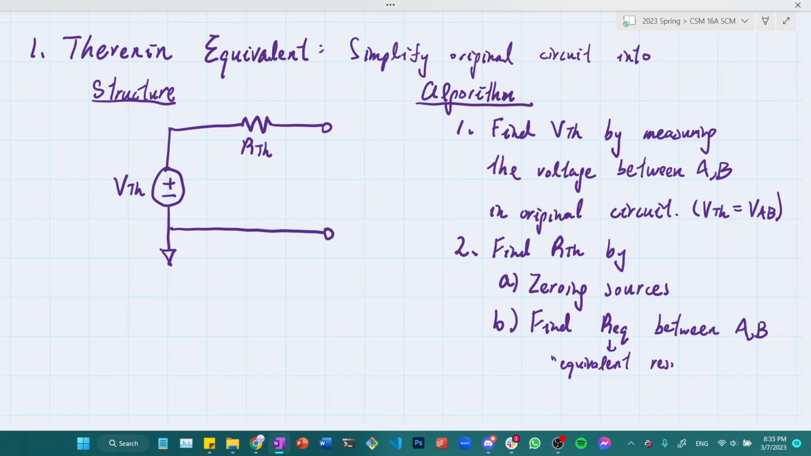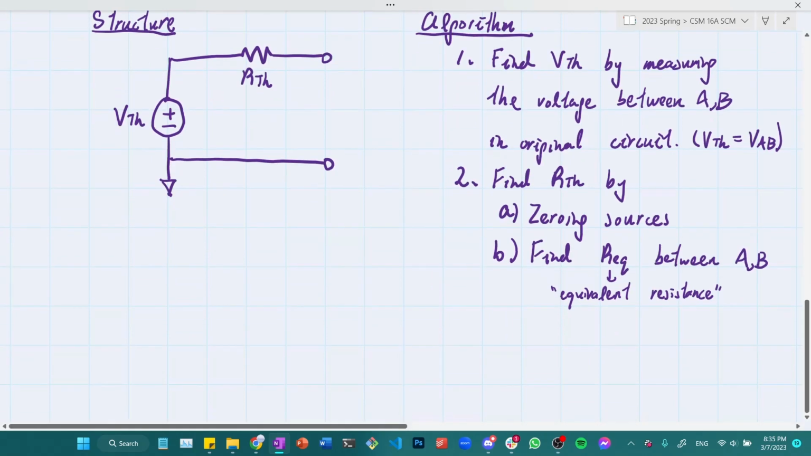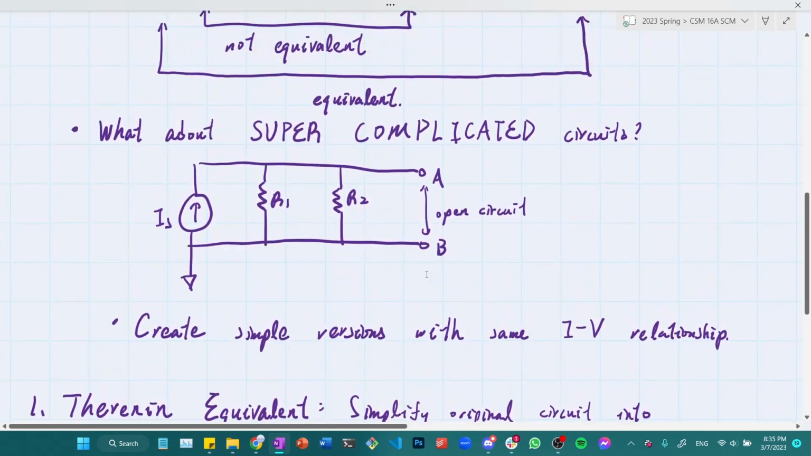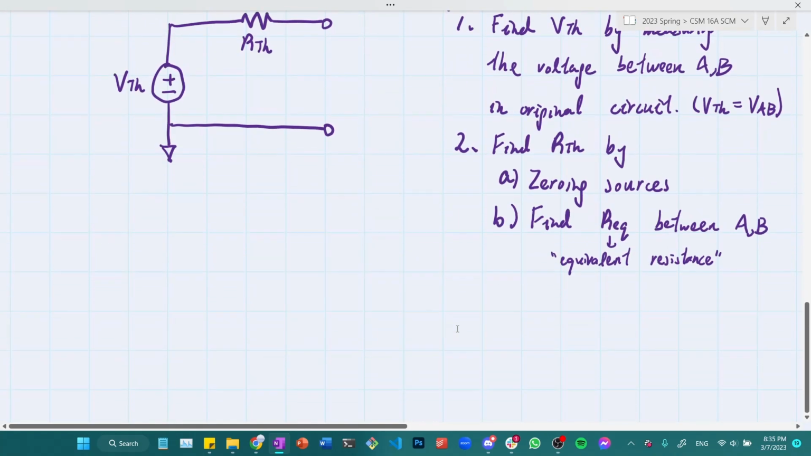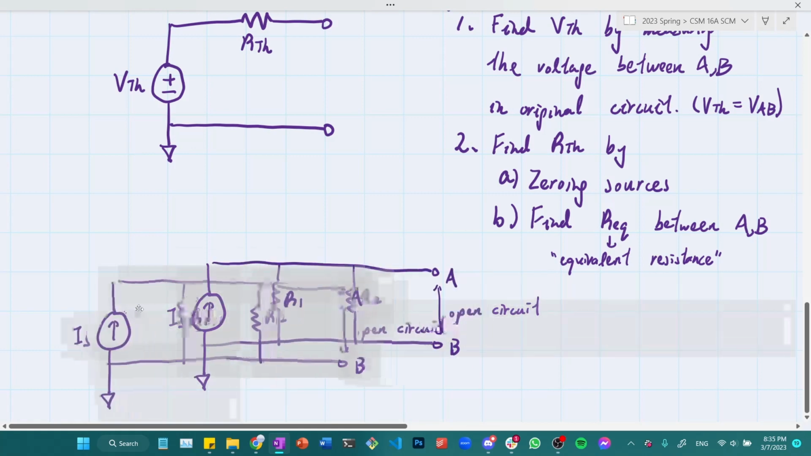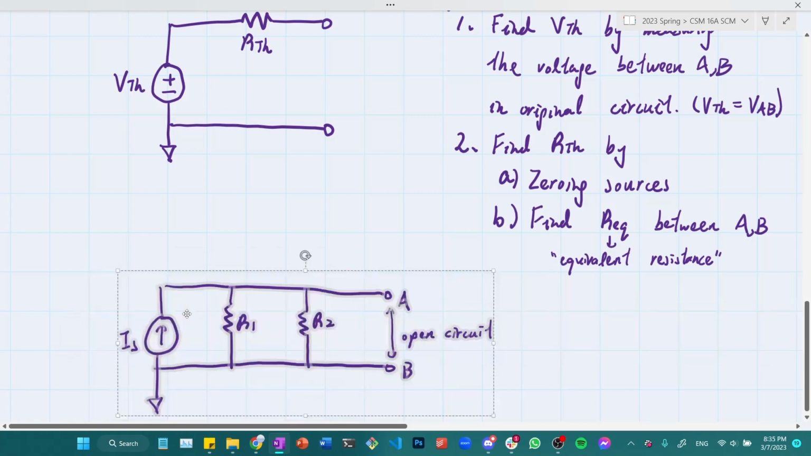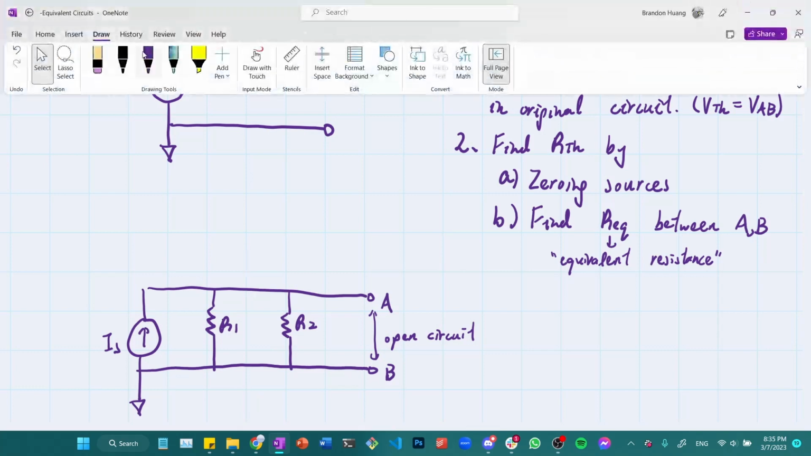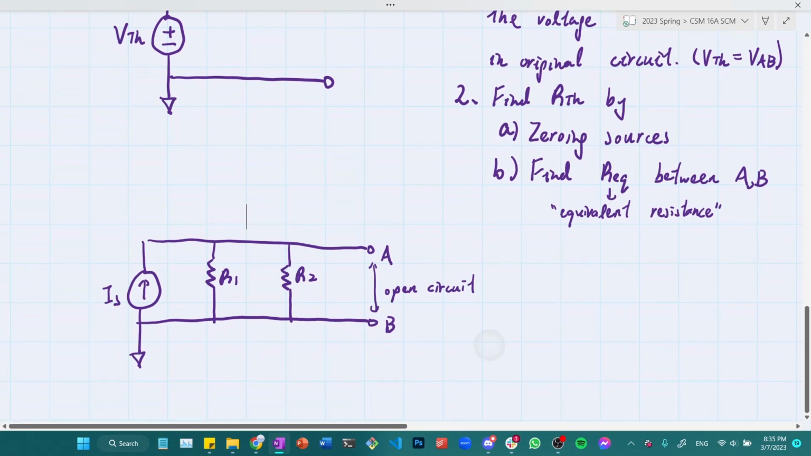So it will probably be helpful to give you an example now. I have this original circuit here that is, once again, pretty complicated. It actually has a name called current divider. But this is not in scope for this lecture. We'll talk about current divider in another chance. But I'm going to do some analysis with this circuit so that I can find VTH and RTH.